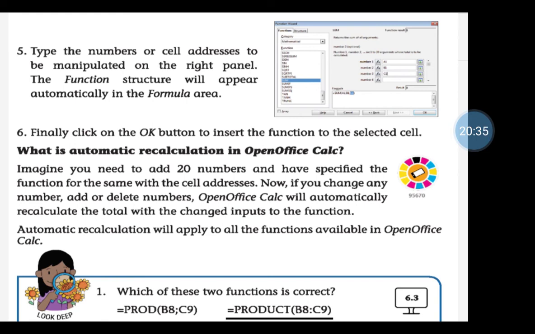Okay, if you want to change the number, then if you have changed the number, our output will be wrong. But in OpenOffice Calc there is one more option, that is automatic recalculation. If you have changed the number, it will automatically recalculate and the answer will come. Automatic recalculation will apply to all the functions available in OpenOffice Calc, like sum, product, max, minimum or count, all the functions. This option will apply to all the functions.